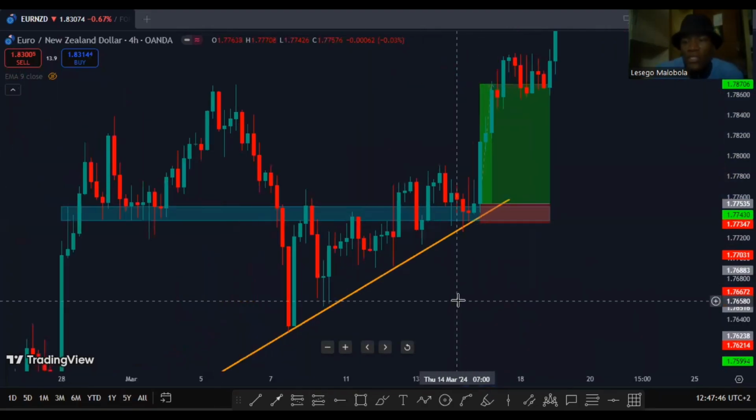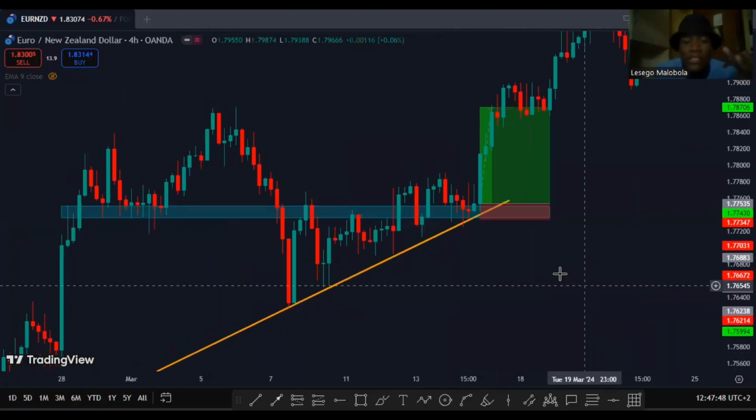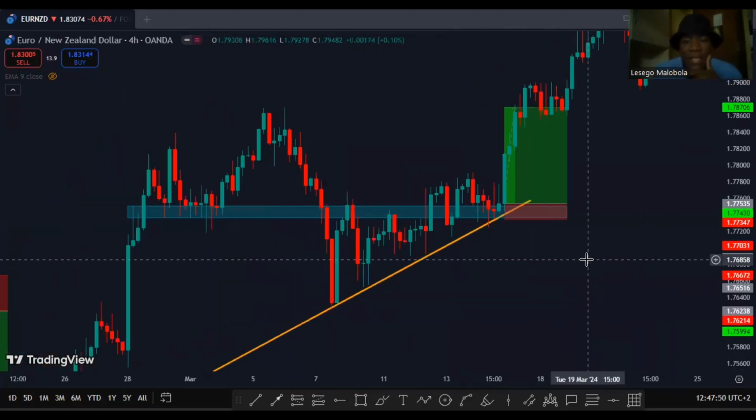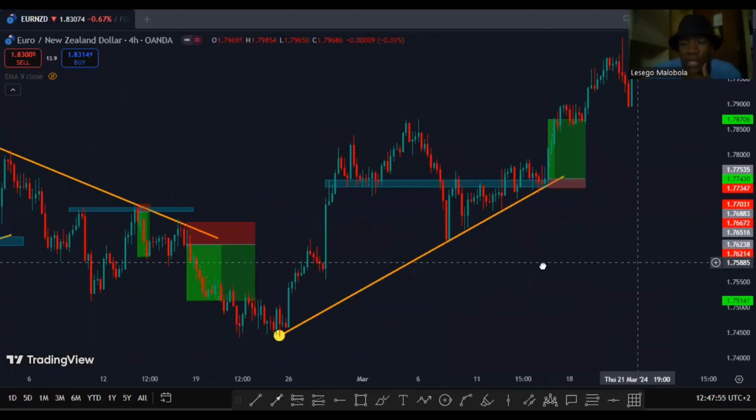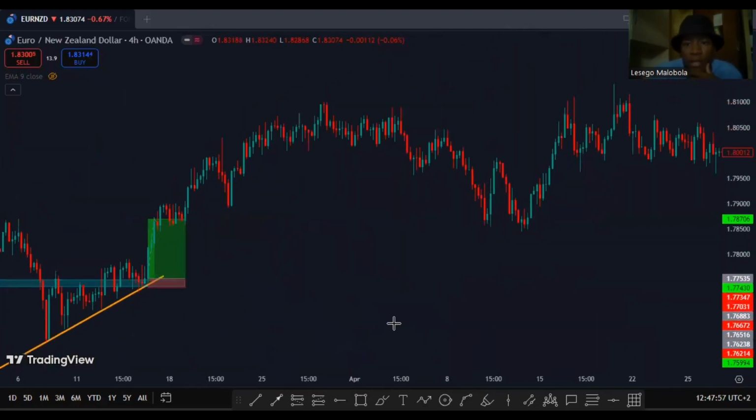Why? Simply because you understand market structure, support and resistance, and obviously candlestick patterns. You see how these things go hand in hand? They literally go hand in hand together, guys.